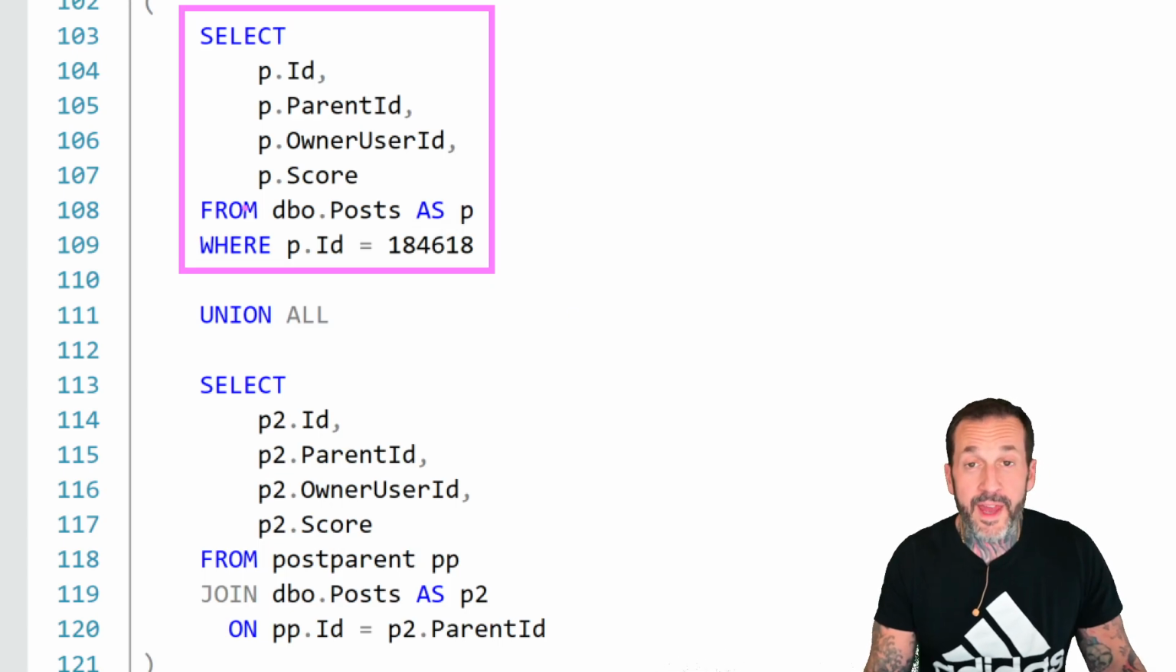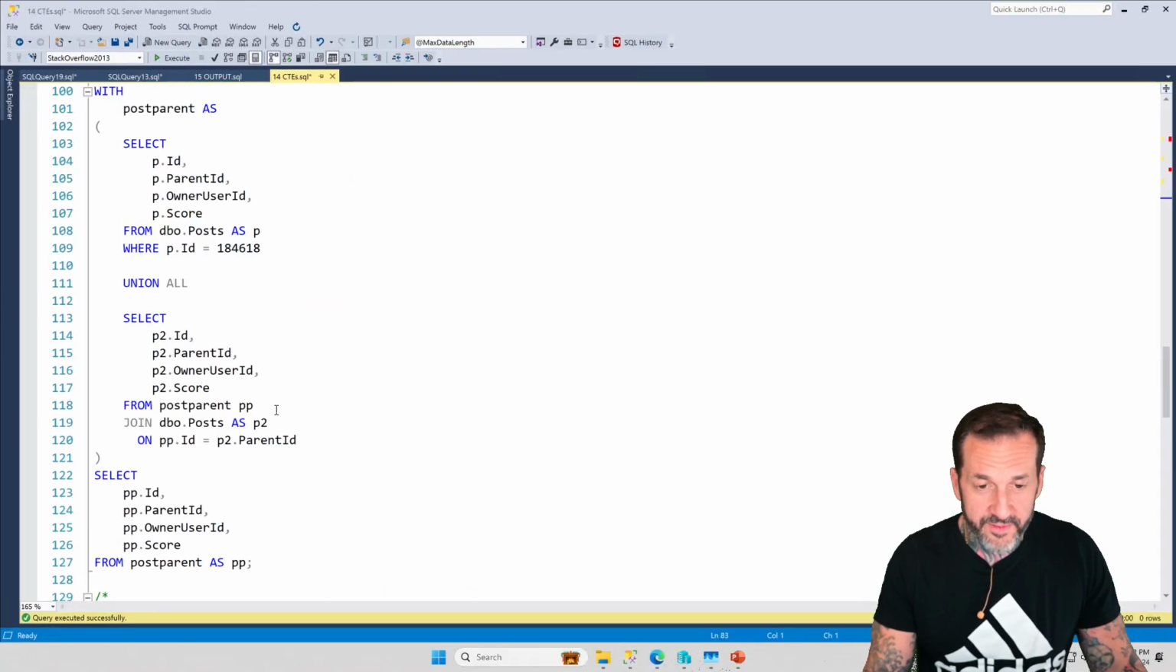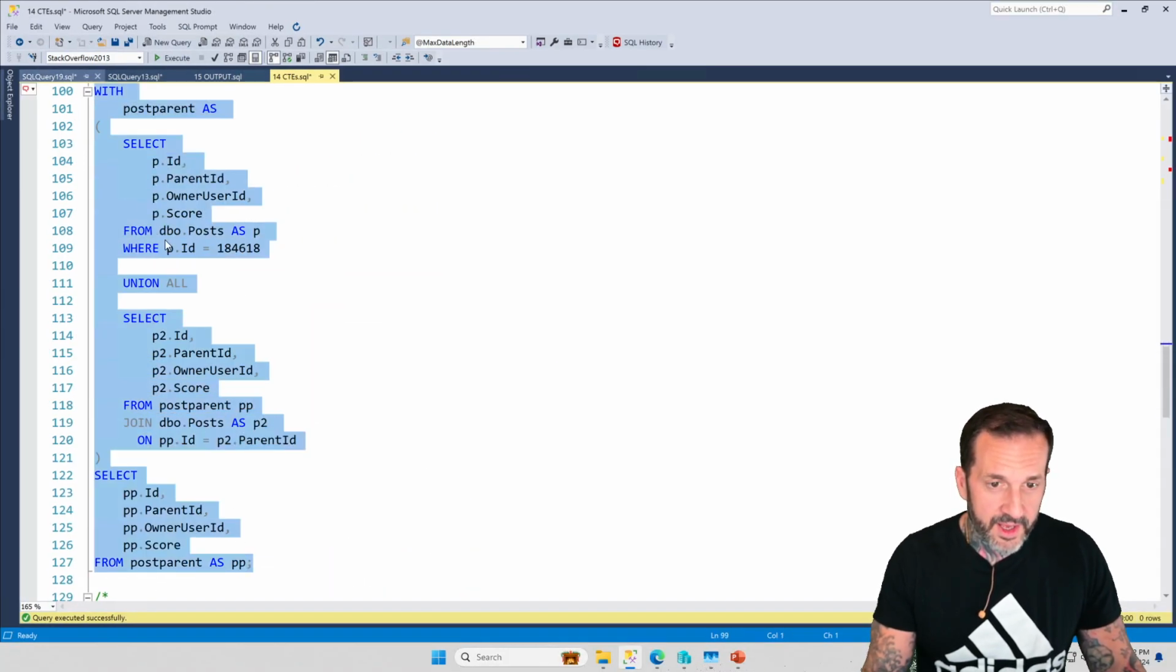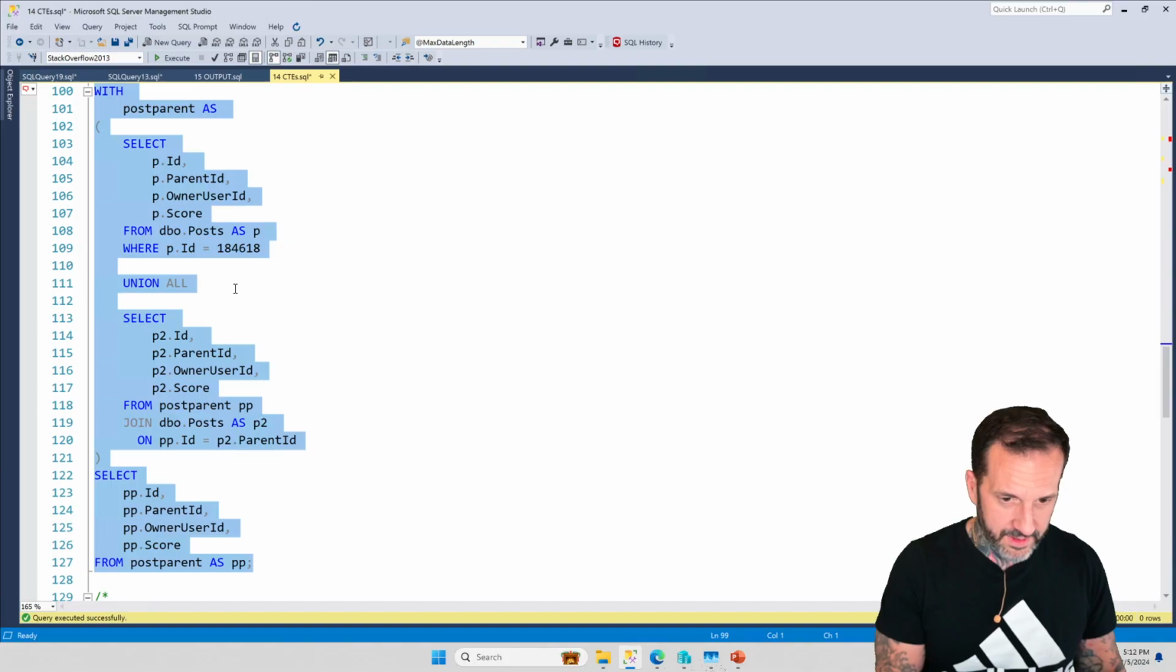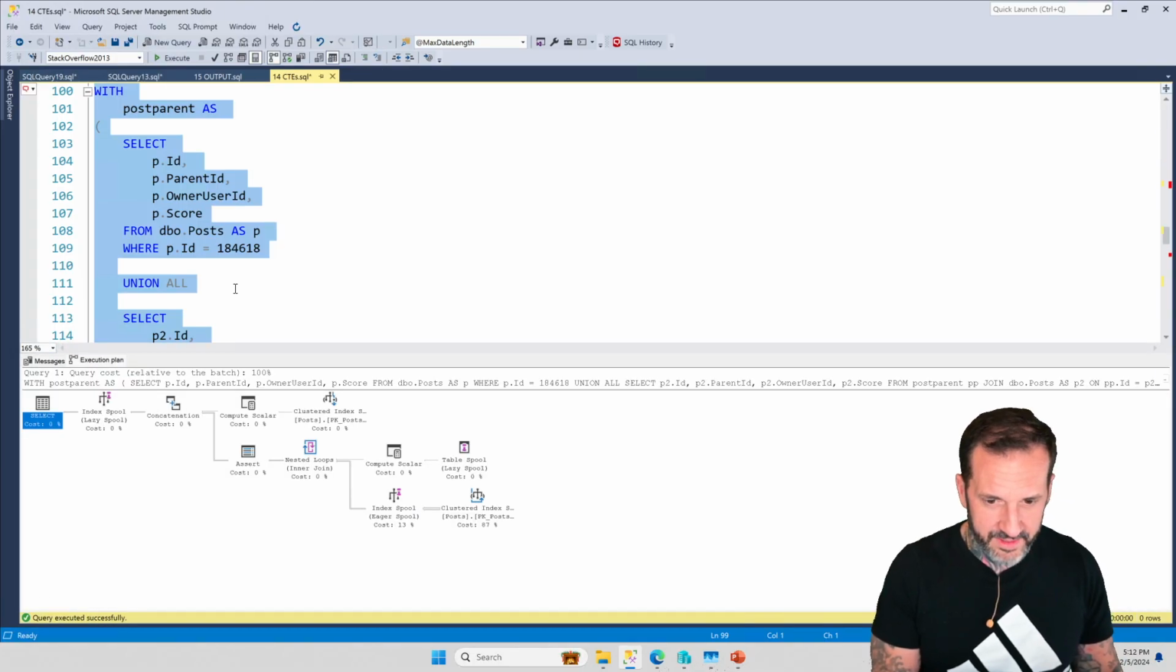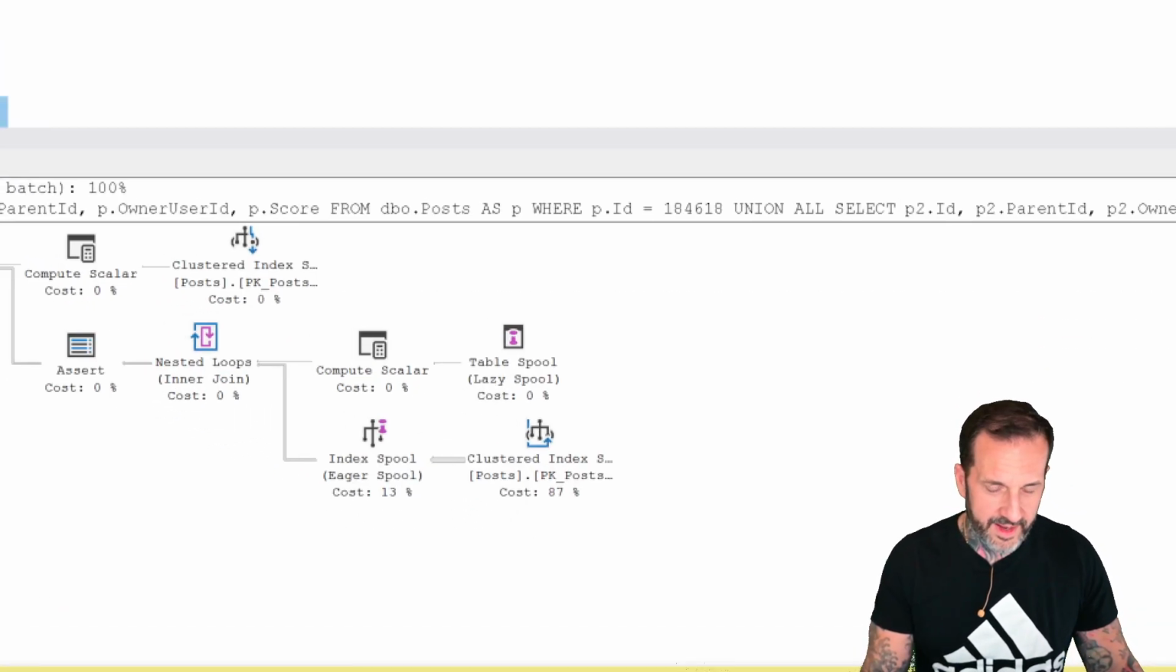And this is where you write the anchor portion of your common table expression. And this is where you write the recursive portion of your common table expression. And if you run this query, well, actually, let's look at the query plan. I don't think I have indexes that make this good. So this would run for a long time.